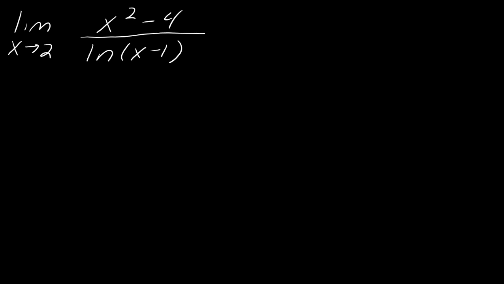So here's another one. I've got the limit as x approaches 2 of x squared minus 4 over the natural log of x minus 1. The other thing I would point out here is that this is also an indeterminate form. The previous one was also an indeterminate form. If you plug in the number, you get 0 over 0. But in this case, I also want to think about Taylor series.